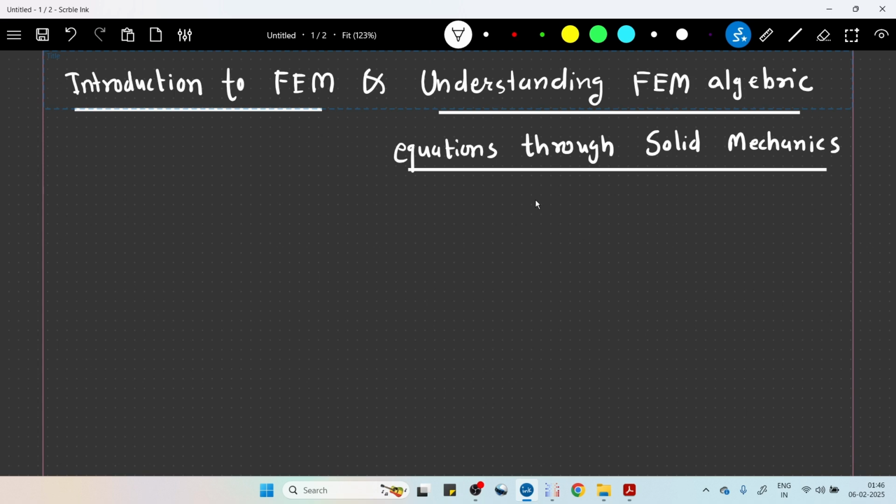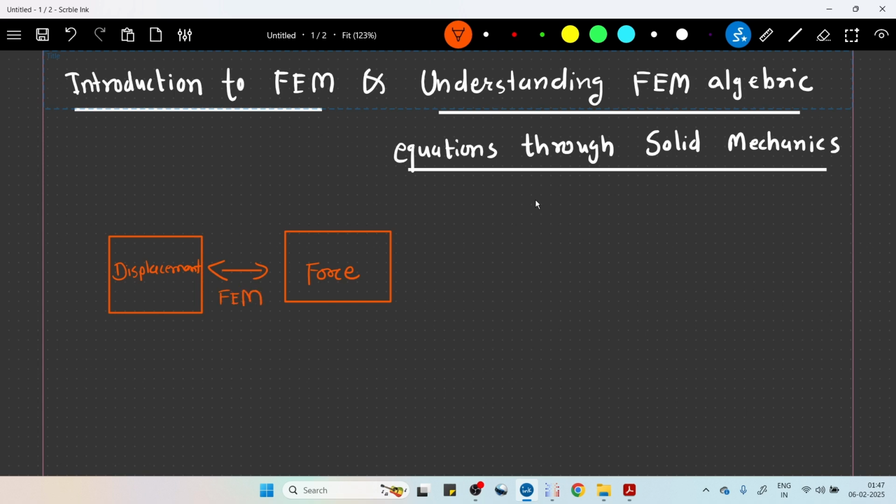So with FEM what we can do? What we want to do is find the relationship between displacement and force, right? Since we are talking about solid mechanics, these are the main quantities of interest. We want to find the displacement and force relationship. So this is my displacement and here is the force, and I want to find the relationship using FEM.